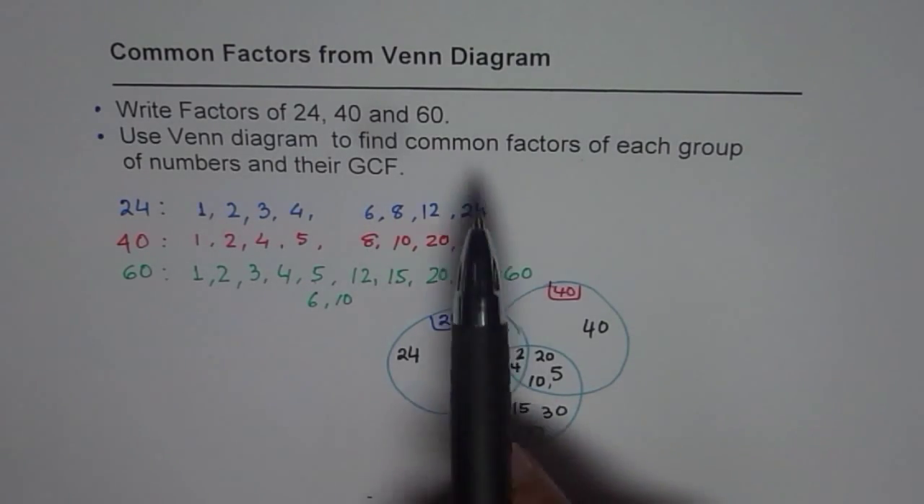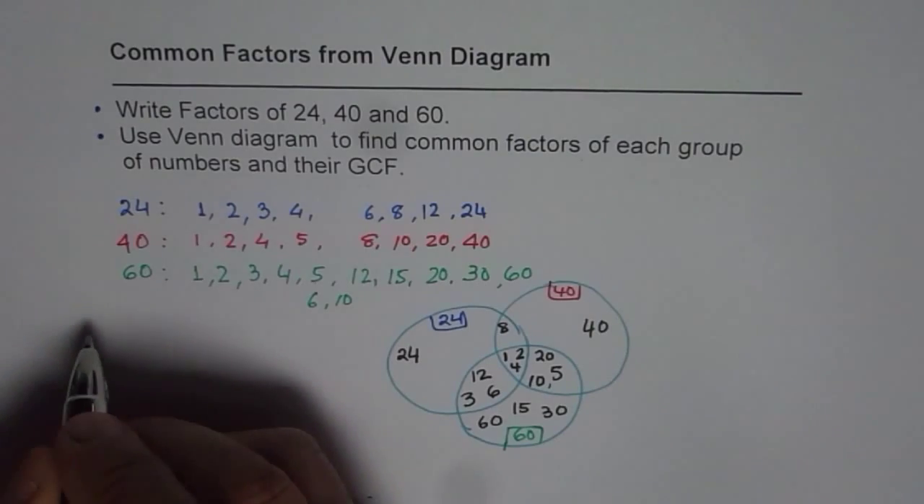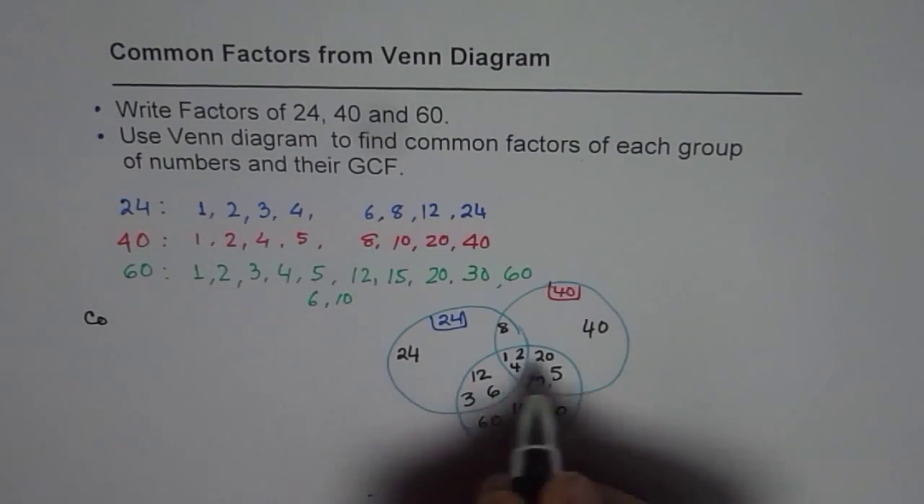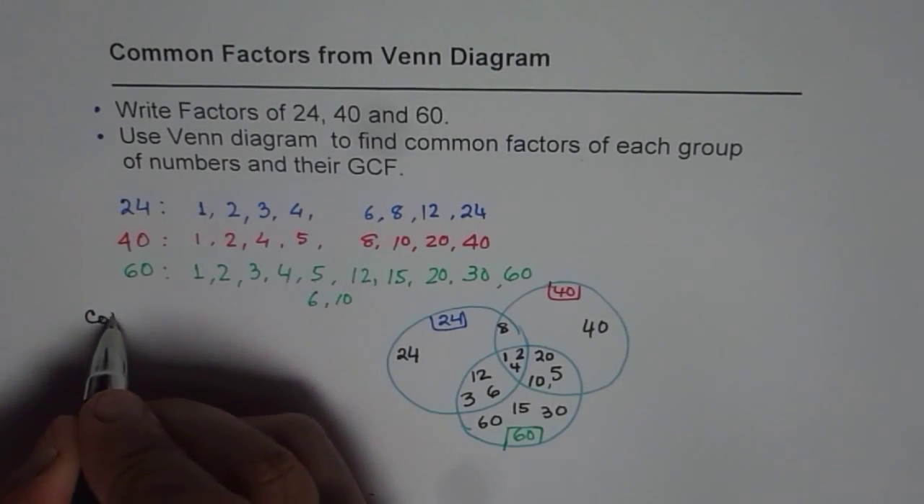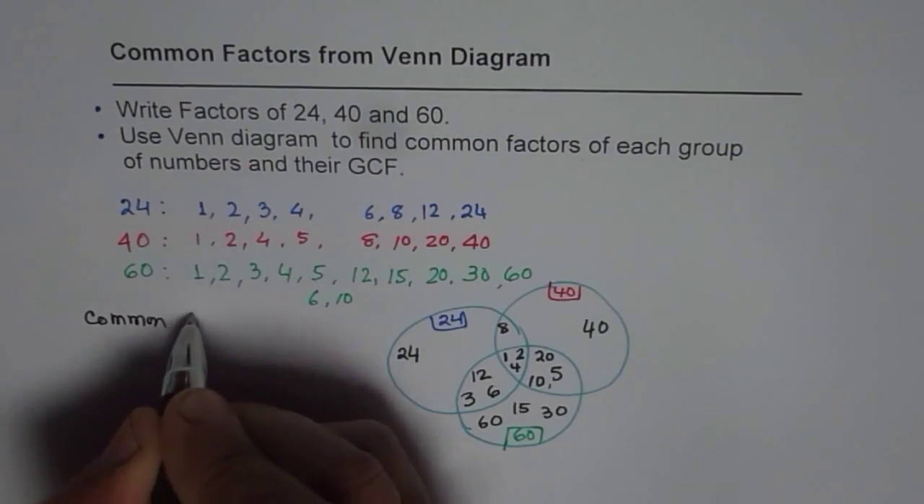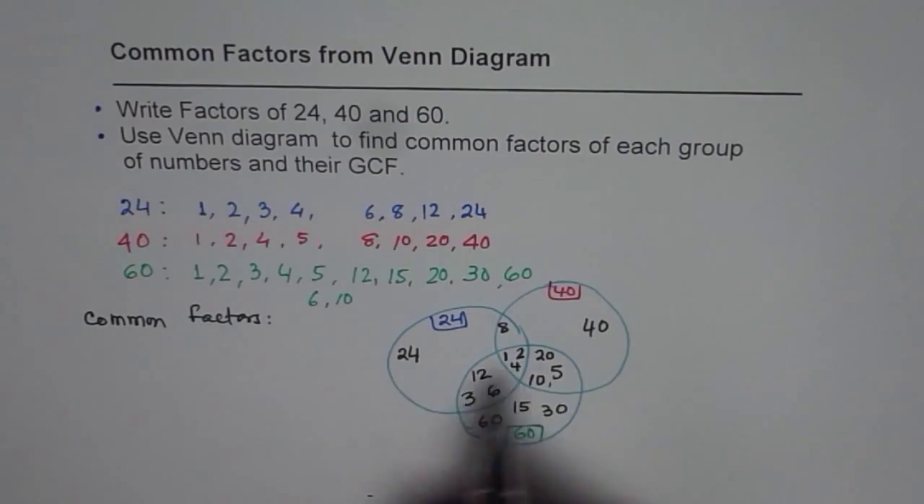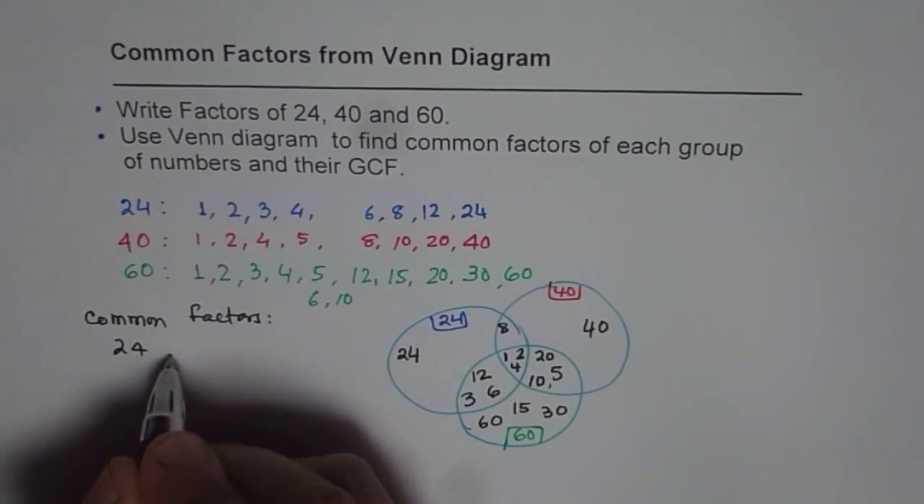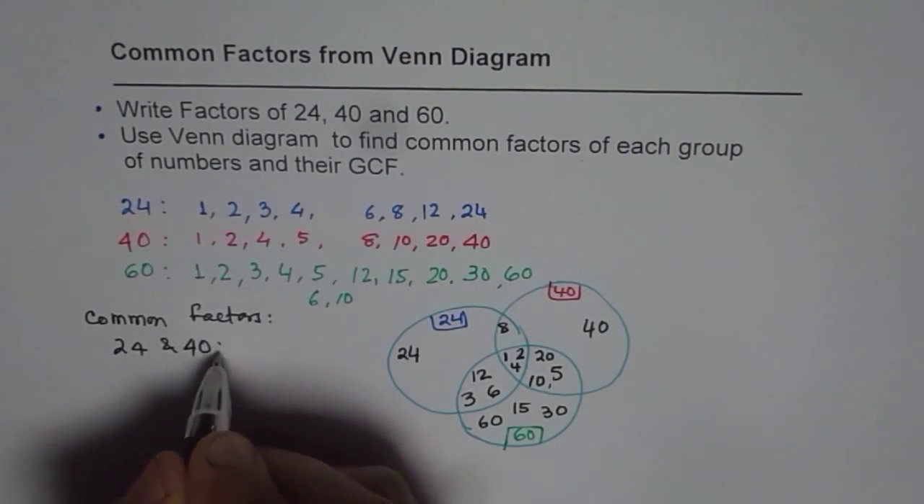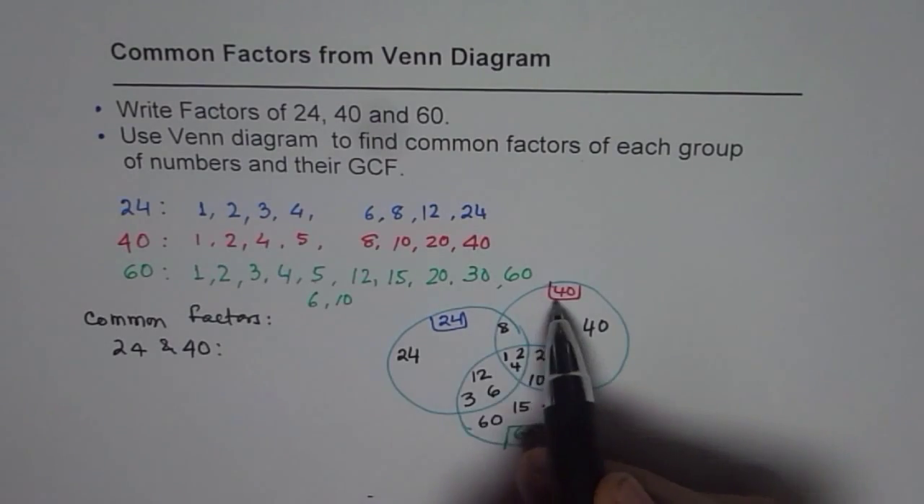Now let's find the common factors. So to find common factors, we can see the Venn diagram, write our answer. So how do you do it? So we'll say common factors. Let us begin with 24 and 40. Now what is common between 24 and 40?